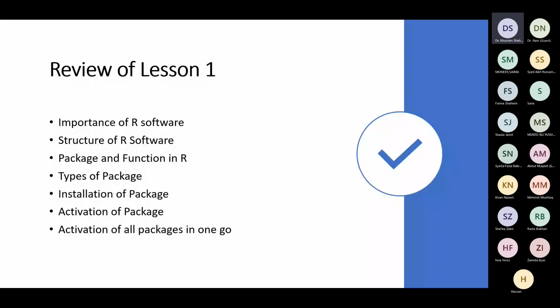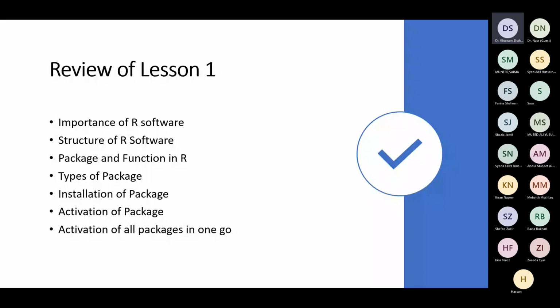And then we learned about packages and functions in R. Packages are very important for every function. Without a package, no function can be performed. Then we learned the types of packages: built-in packages and third-party packages. Built-in packages are there when you install the R software; you can see them in window 4.